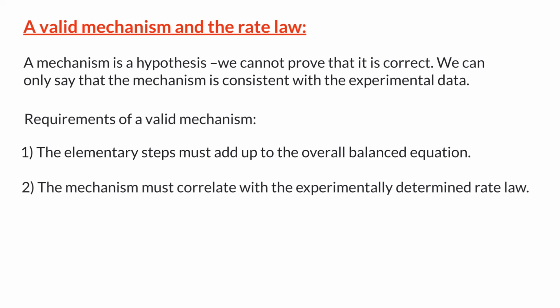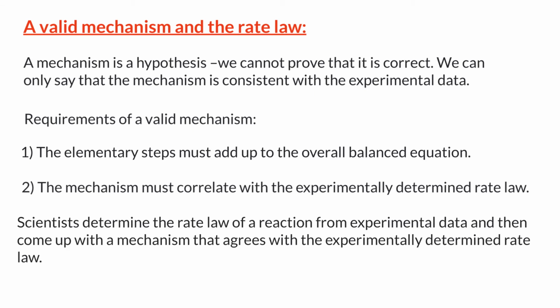So, scientists usually determine the rate law of a reaction from experimental data and then come up with a mechanism that agrees with the experimentally determined rate law. It requires a lot of experience for someone to come up with a valid mechanism. Let us look at some more examples of different mechanisms.